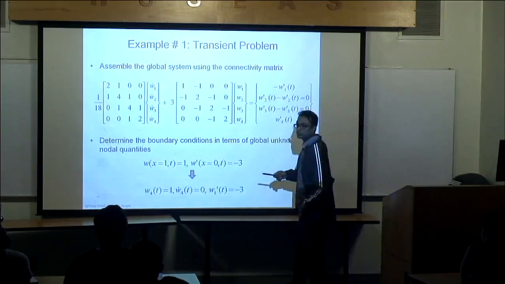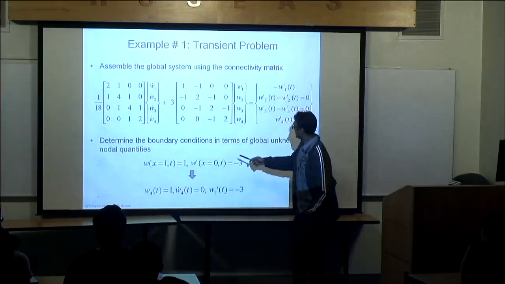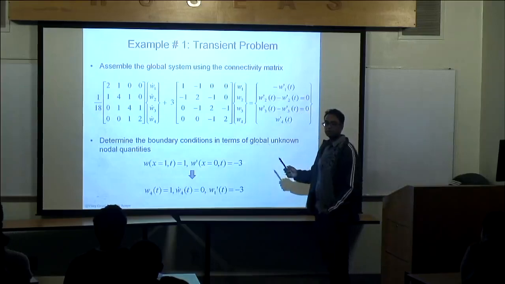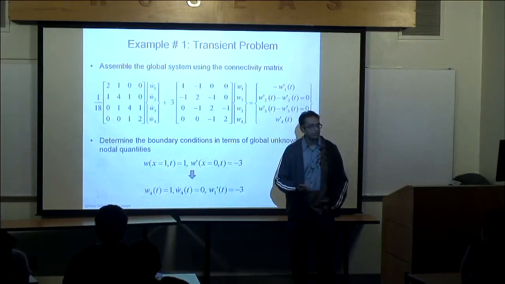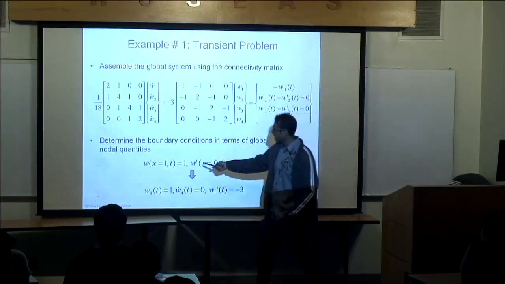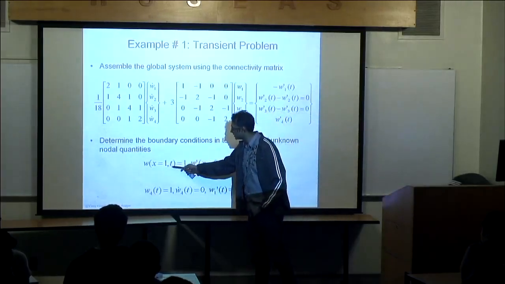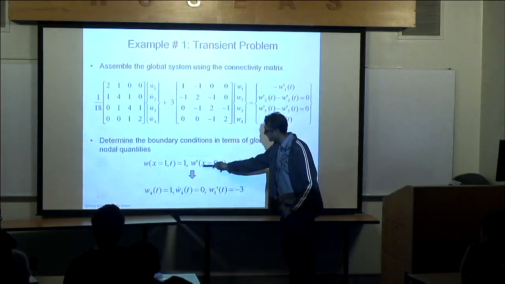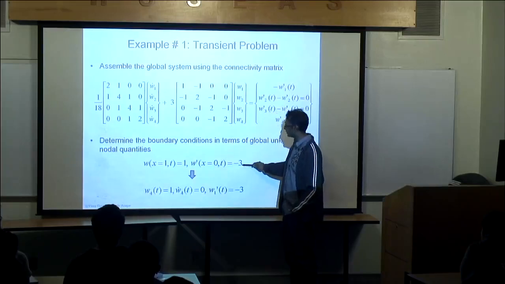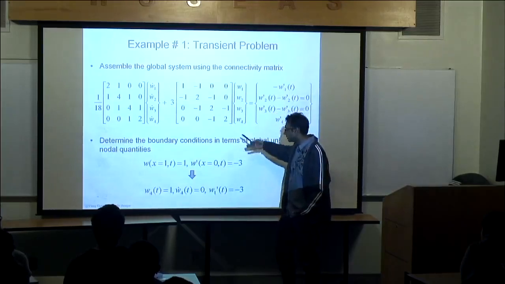So we will determine the boundary conditions now in terms of the global unknowns. What is important at this step is that you know the boundary conditions of the problem, and we need to relate that to the problem that we have at hand. If you remember, we said that W at x equals 1, at any point in time, is 1. And we said that W prime at x equals 0, at any point in time, is minus 3. Well, that relates to the following.